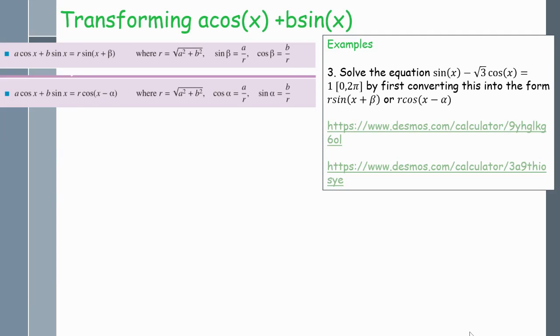Here's our example. We want to solve the equation sine x minus root 3 cos x equals 1 within the domain 0 to 2 pi, but first we've got to convert this into the form r sine x plus beta or r cos x minus alpha. I'm going to convert it into y equals r sine x plus beta because we haven't looked at this one before.